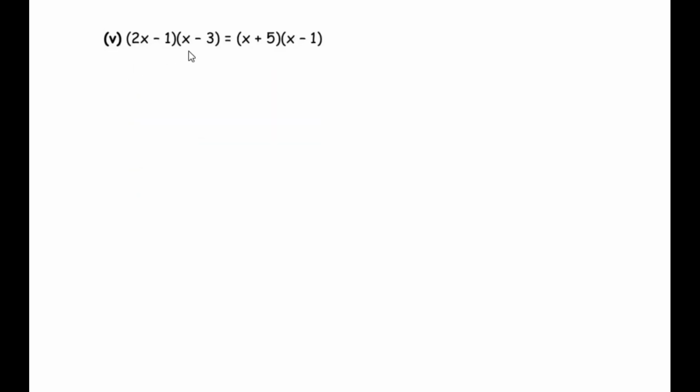2x minus 1 times x minus 3 is equal to x plus 5 times x minus 1. Now this is very similar to the questions we have done above. So you can pause the video and give it a try.